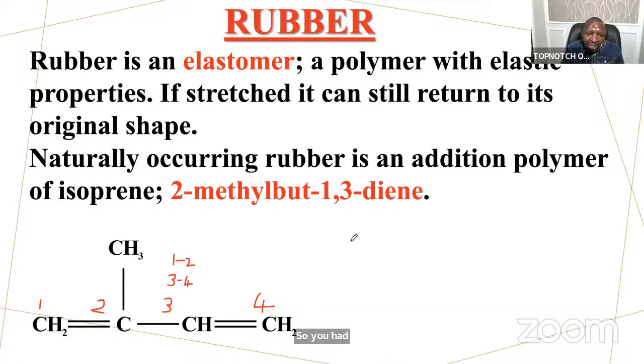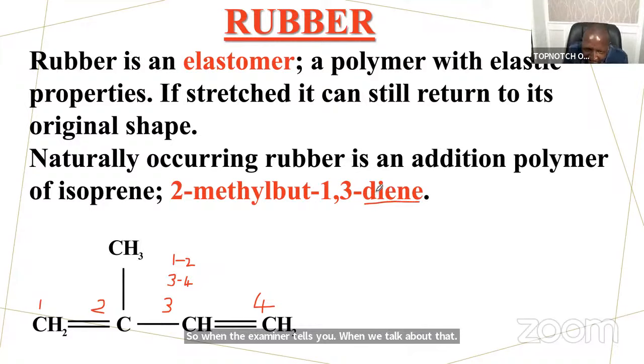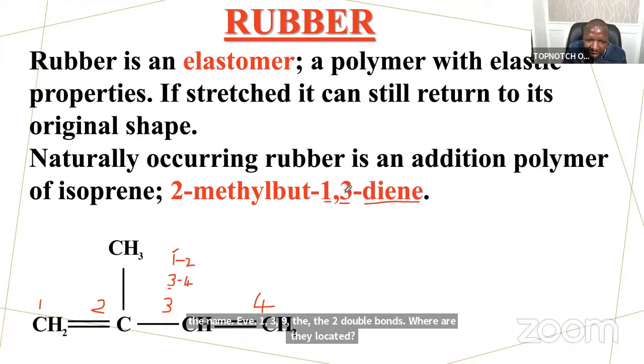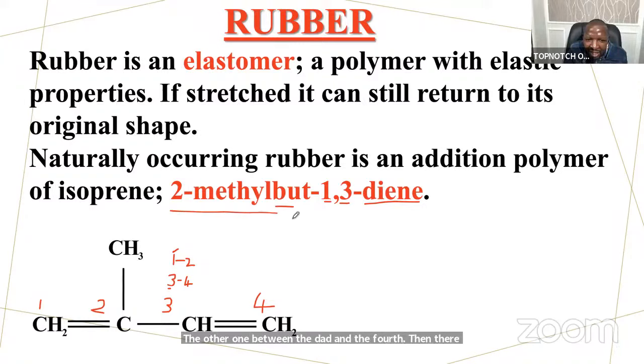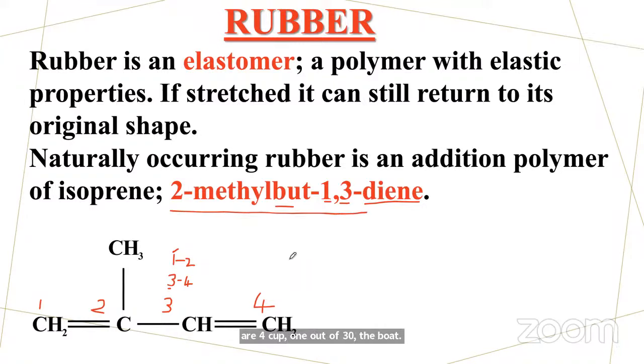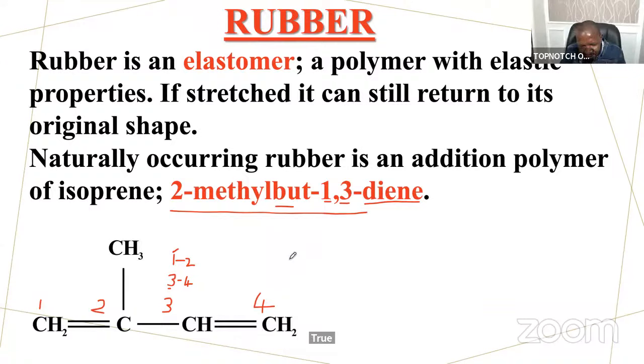When you are naming alkenes, you tell us where the double bond is. When we talk about a diene, it means there are two double bonds. Where are they located? You only pick the first carbon atom where each double bond occurs. Here there are two double bonds: one at the first and second, so we pick one, and the other at the third and fourth, so we pick three. So the name is 1,3-diene. Then there are four carbon atoms, so it is a butadiene. And then it has a methyl on the second carbon atom. That's how we arrive at the name 2-methylbuta-1,3-diene.